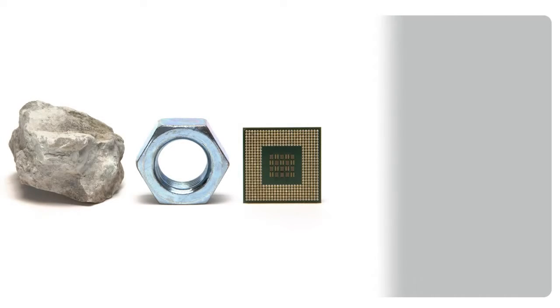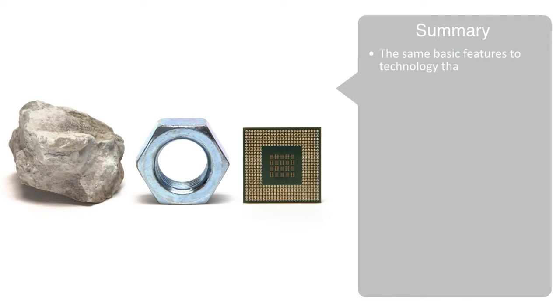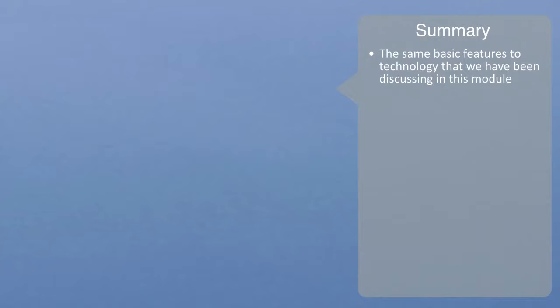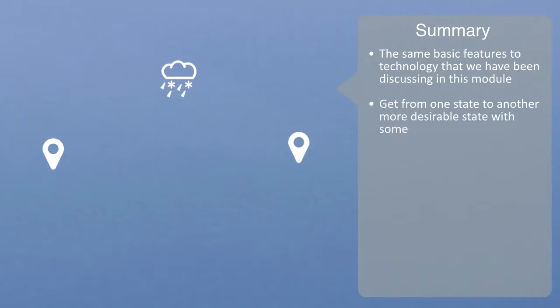To summarize then, no matter how complex, sophisticated, or large the technology we're talking about, whether we're trying to peel a potato, build a website, or move millions of people around a city every day, we're always dealing with the same basic features of technology that we've been discussing in this module. That is to say that we wish to get from one state to another more desirable state, and there will be some environmental constraints that we need to overcome in order to achieve this.